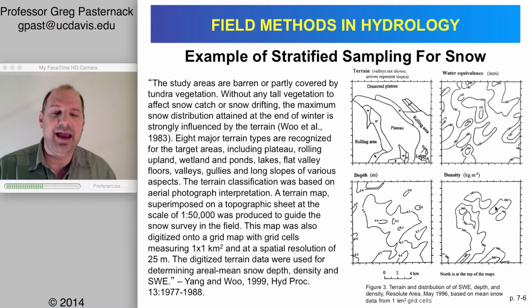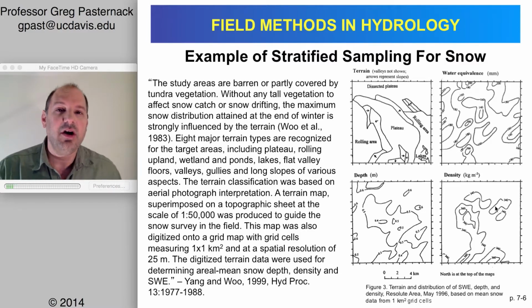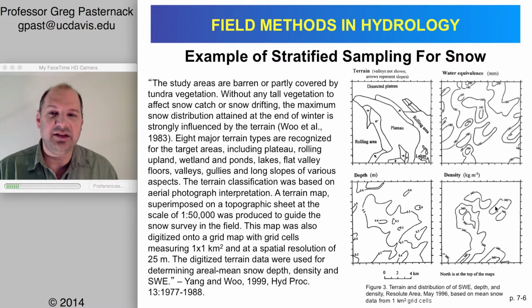Let me show you an example of stratified sampling, because I think stratified sampling is a very common and important approach because, in fact, the land is divided up into different domains. I mean, whether you think of precipitation and orographic effects, or river morphology, or as shown here, the terrain associated with a large plateau region subjected to snow.